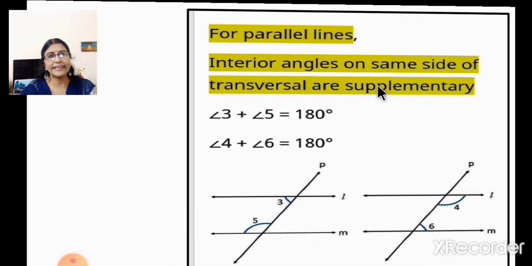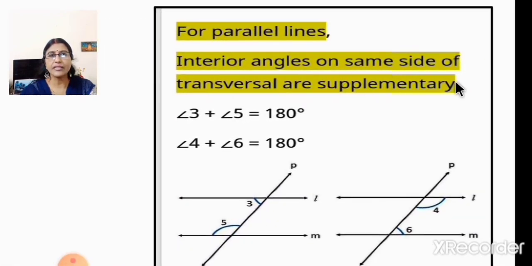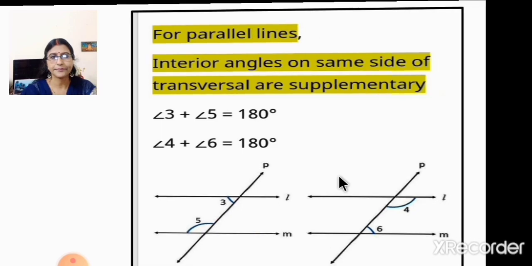Now for parallel lines, interior angles on the same side of transversal, that is co-interior angles, are supplementary. Which means, now see here, if you take angle 3 and angle 5, they are on the same side of the transversal. So when you add angle 3 and angle 5, you will get 180 degree. So angle 3 plus angle 5 is equal to 180 degree. Same way, angle 4 plus angle 6 is also equal to 180 degree.